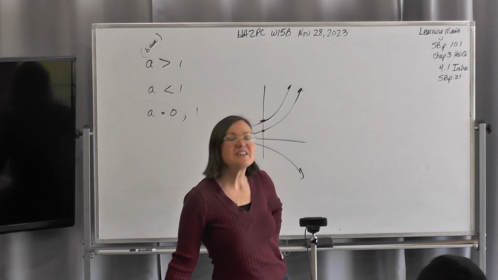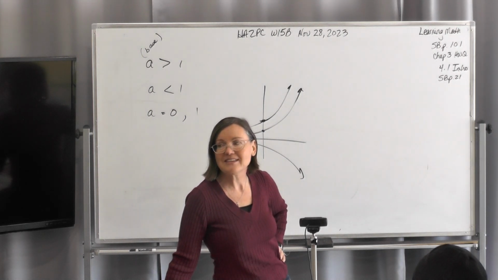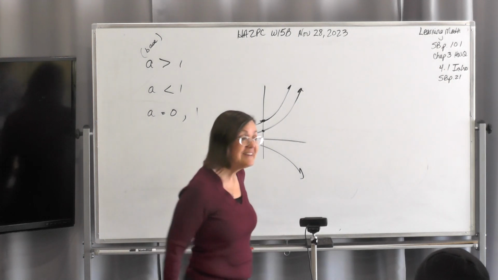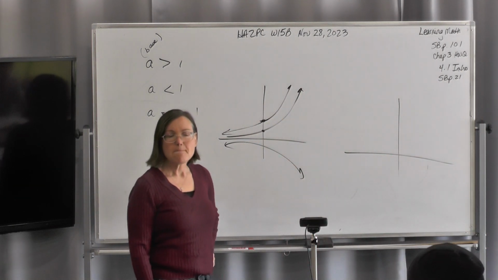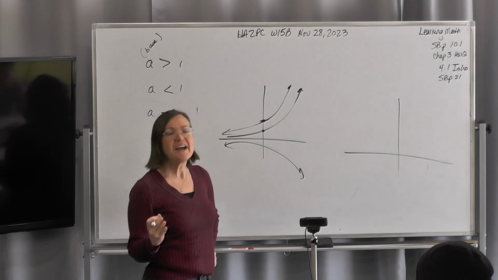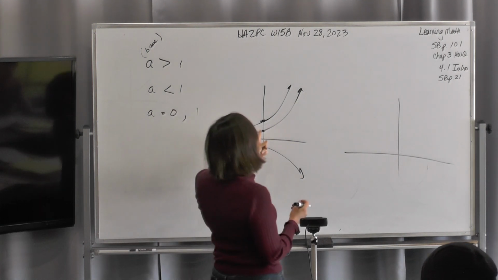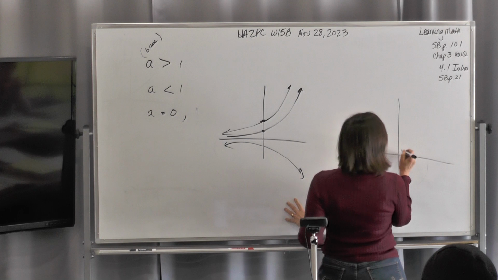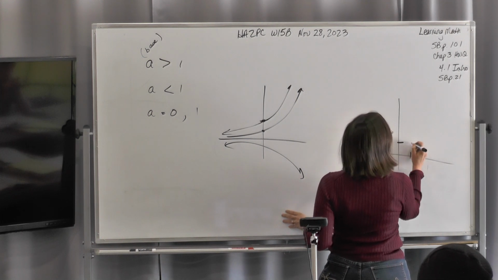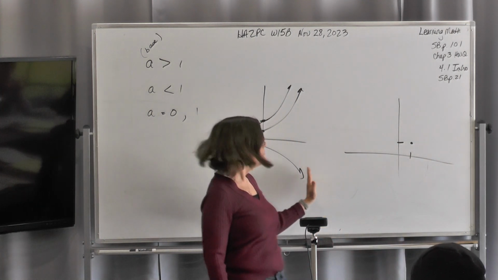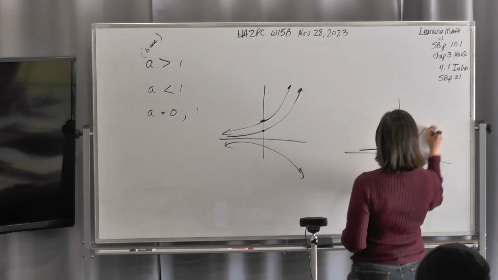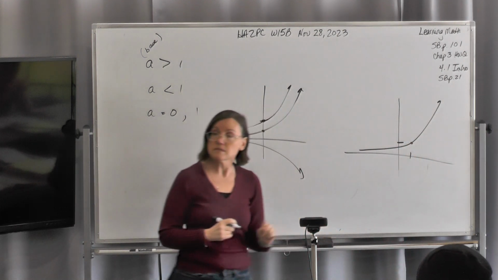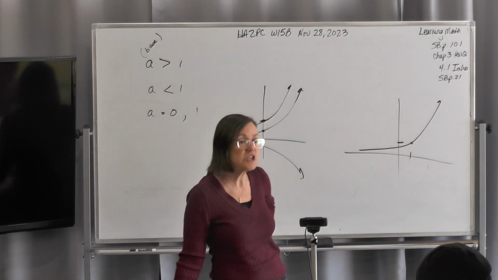If I have 2 to the x minus 1, what am I doing to the x? I'm subtracting 1, so you're going to move it to the right. To the right 1 unit. In other words, instead of (0, 1) being a point, (1, 1) will be a point. I'm going to move it sideways, so it's going to be moved over to the right. Same rules you already did in chapters 1 and 2.